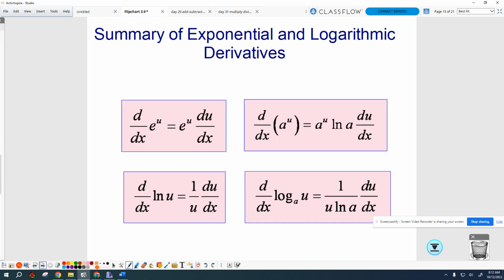Okay, so I see this as really only needing to know those two. The derivative of A to the stuff is A to the stuff, but it's not e, so you need to do this conversion factor. It's really natural log of A over natural log of e, but natural log of e is just 1. This guy, do change of base, and you don't need to remember this one, you just keep doing natural log. Okay.